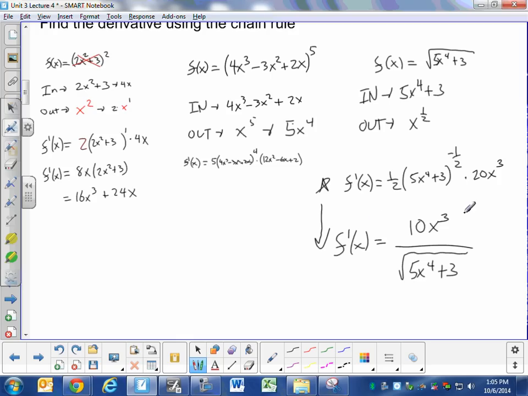No, see, this is the simplified one, where I would write 1 over 2 root 5x to the 4th plus 3, but then I have the 20 divided by the 2, which gives me the 10. So I did rewrite it to make it a positive exponent. Okay. Right here. Got it? Yeah. And then I just moved the 20x cubed to the top. 20 divided by the 2 gave me the 10. X cubed stayed on top. Cool? All right.